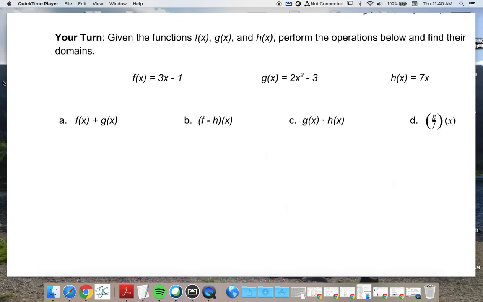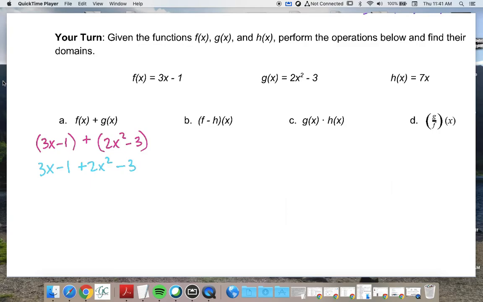So part A, we are adding f plus g. So f is 3x minus 1, and we are adding 2x squared minus 3. We talked about before, if we are adding, as long as there's nothing to distribute, we can go ahead and get rid of our parentheses. And then to finish out, we're going to combine like terms.